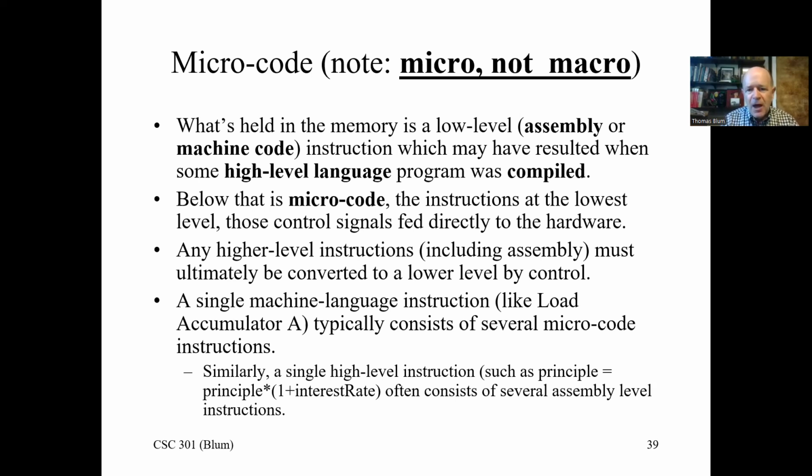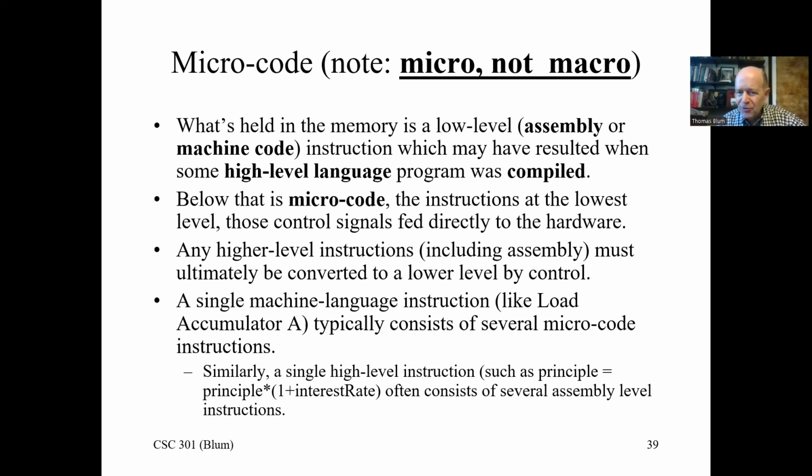And then we have the hardware, all the little pieces, and they have actions they can perform. We have to sequence those actions to achieve what the assembly level, the machine language, is telling us to do. And so that intermediary is the microcode.